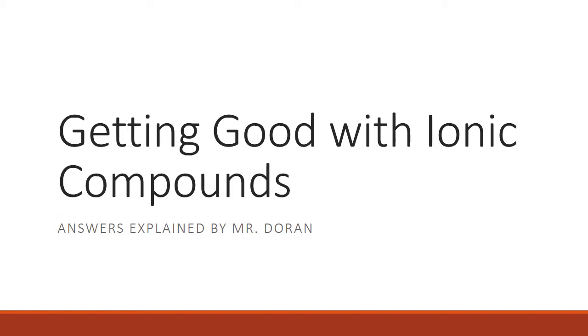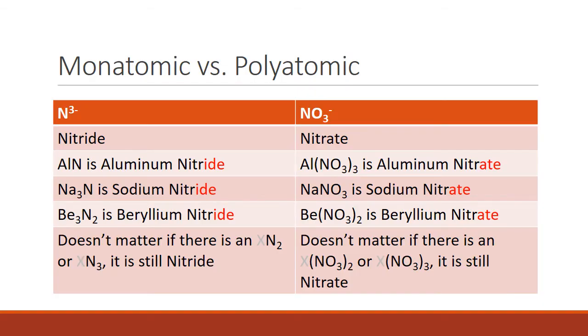Hey team, let's get good with ionic compounds. Before we start, I want to do a review of monatomic versus polyatomic ions. An example that I'm using here is nitrate versus nitride. The reason being is that they both contain nitrogen, so they can be very confusing.